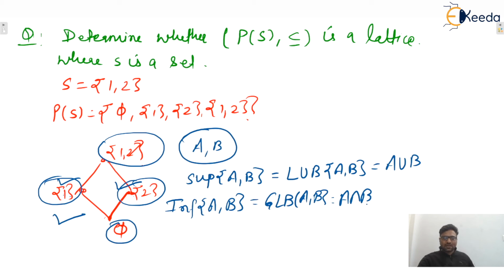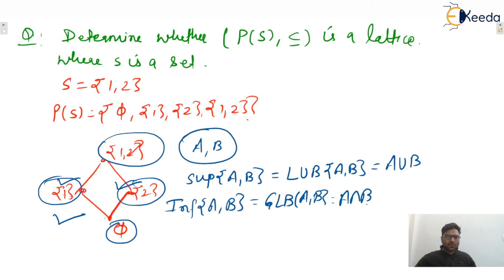Yes, so we can generalize here. That will always be a lattice. You can take any set, and supremum will be the union of those elements, and infimum will be the intersection of those particular sets, isn't it? I hope this one is clear to everyone. Okay, so that's all about lattices, guys.